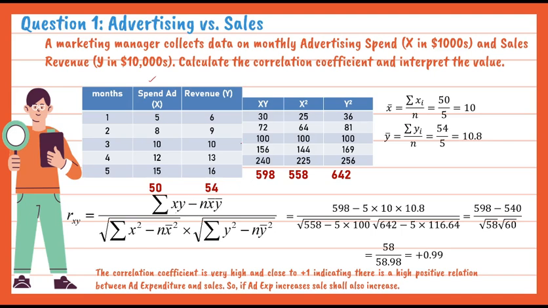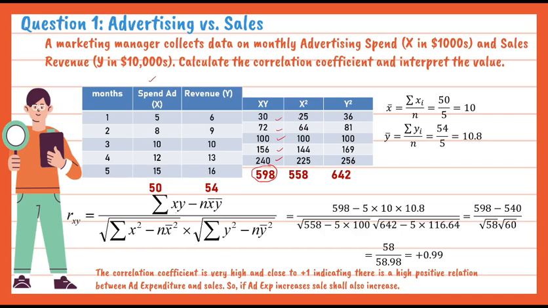So what is summation XY? This is X and this is Y, so we get XY. 5 into 6 is 30, 8 into 9 is 72, 10 into 10 is 100, 12 into 13 is 156, and 15 into 16 is 240. So we have multiplied these, then we require the sum of this column, which comes out to be 598.